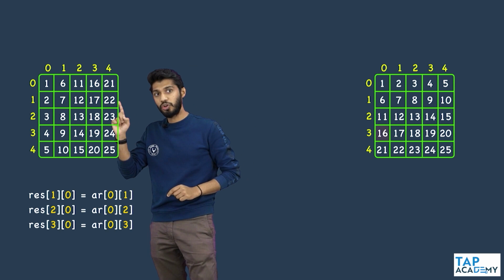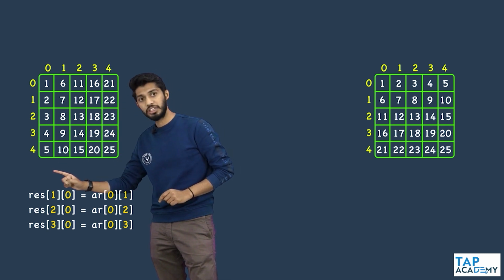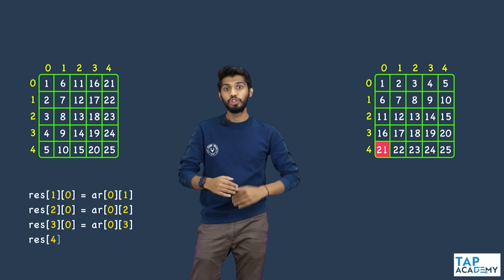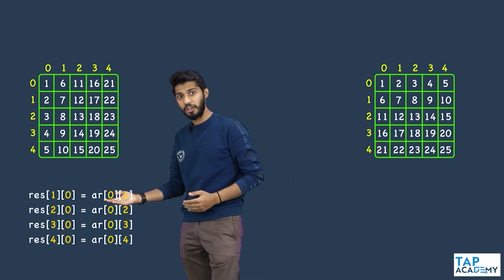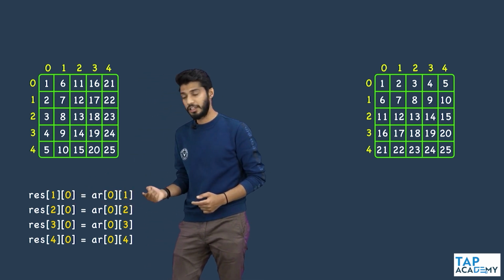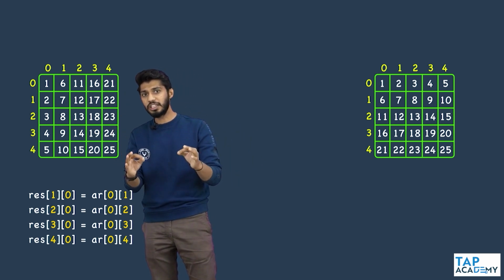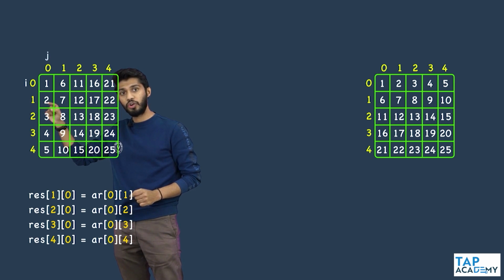And same way when I go to 4, the actual index is 0 and 4, and in the resultant it is nothing but 4 and 0, and that's what you can see over here. So if you start observing this particular pattern, in resultant of 1, 0, what I have is AR of 0, 1, and that is what I have written in the complete thing for the first row.